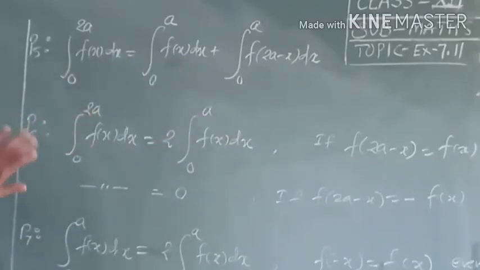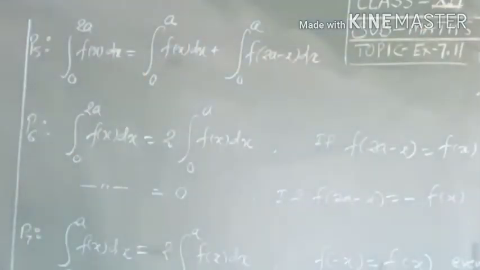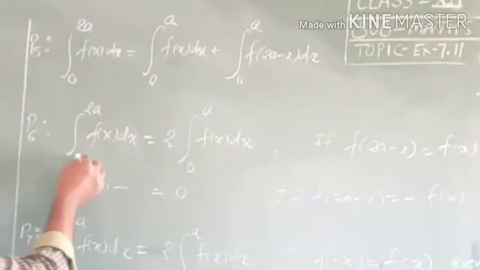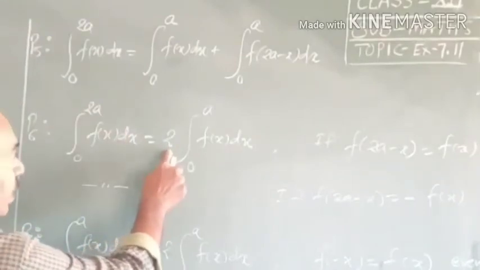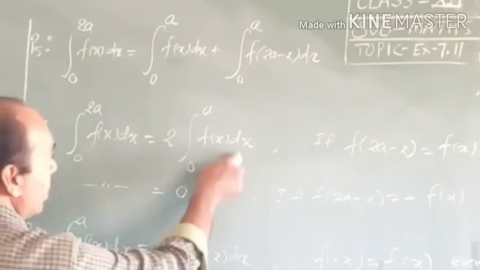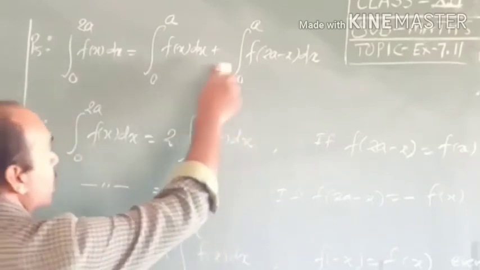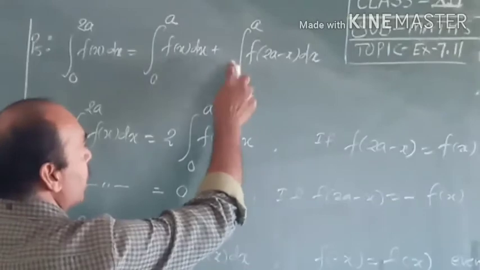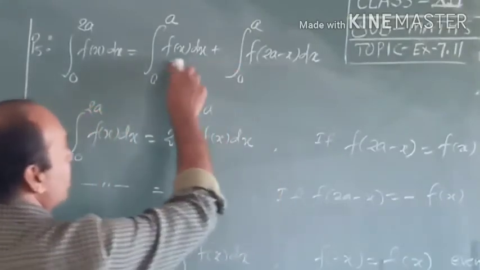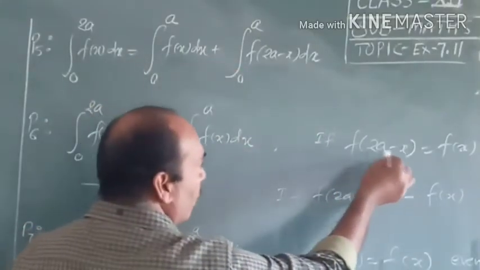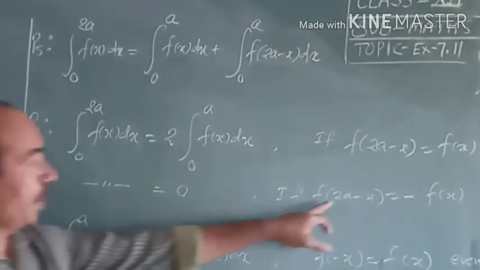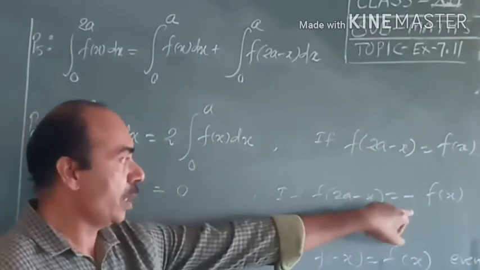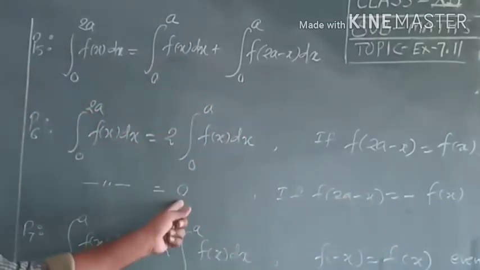And there is one more property, property number 6. This is integral 0 to 2a, and now we will write 2 times integral 0 to a f(x) dx. When both integrals are the same, it means f(2a - x) is equal to f(x), then it will be 2 times. But if f(2a - x) is equal to minus f(x), then you will get 0.